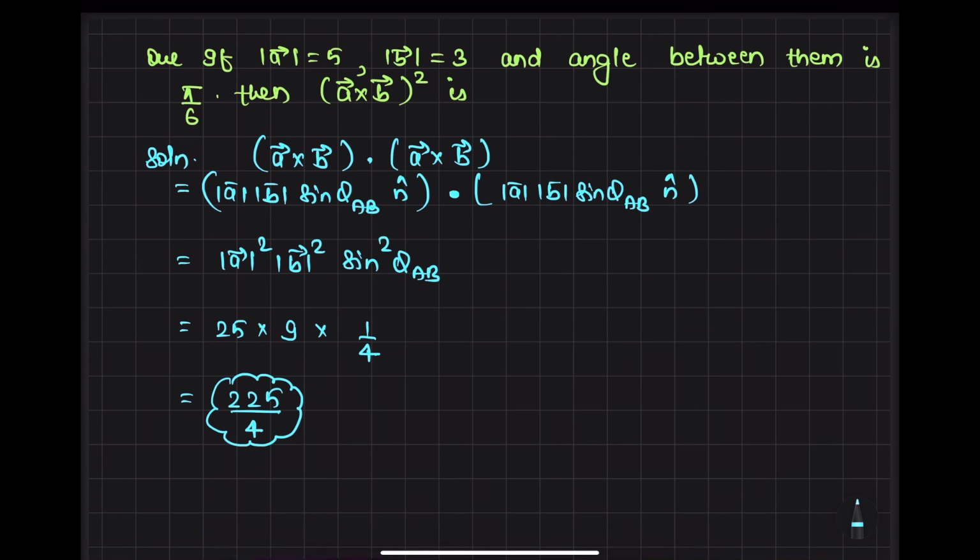Now you can digest the fact that whenever there is a requirement of doing a square, we should think about the dot product. I hope the idea is clear and you guys can handle similar situations.